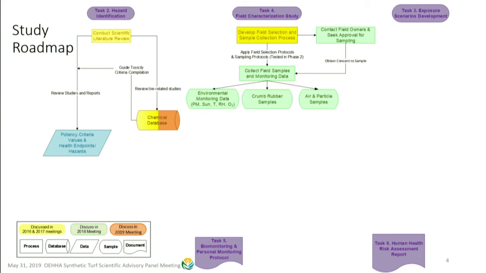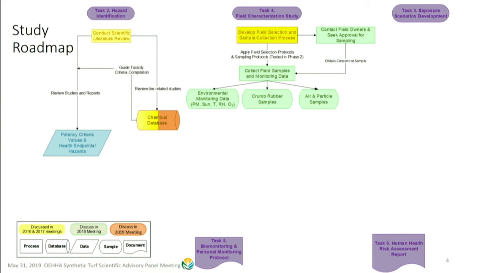Using this chemical list as a guide, OEHHA staff has been collecting data from existing databases on toxicity and potency for chemicals that have been detected in field samples. And today we'll discuss the use of this chemical database in our targeted and non-targeted chemical analysis of the crumb rubber sample, which is a crucial part of the field characterization study, task 4.